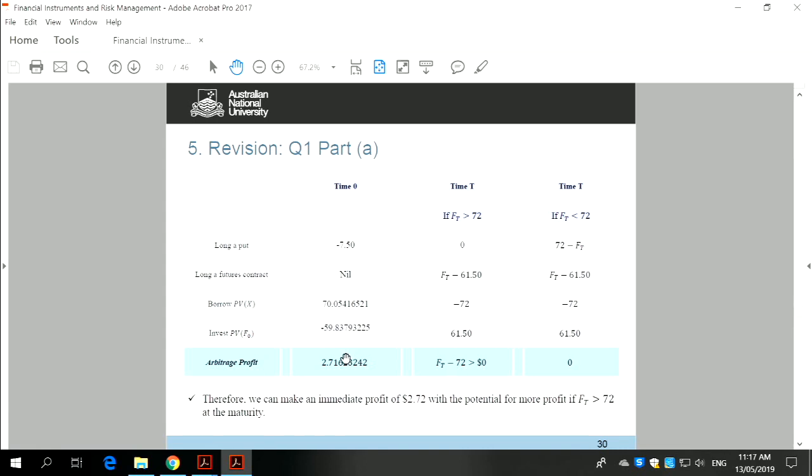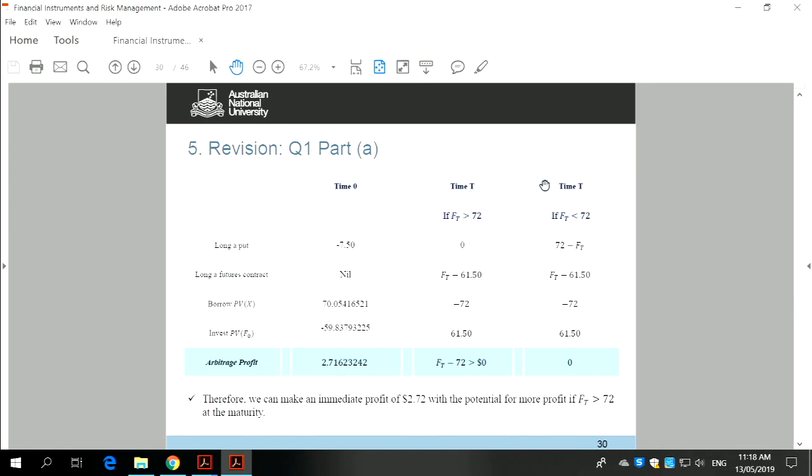And going forward 1 year, because we long a put option, if the futures price is greater than the strike price, then we don't exercise it. The payoff from the long futures contract provides us a payoff of FT minus F0. F0 is 61.50. We borrowed this much 11 months ago, and now it's time to repay the strike price. So we repay $72, and we invested the present value of the futures price, and now it's time for us to get the payoff back, which is 61.50. If you sum up this column, it comes down to FT minus $72. Because the futures price is higher than 72, we make even more profit when the futures price finishes higher than the 72 strike price.